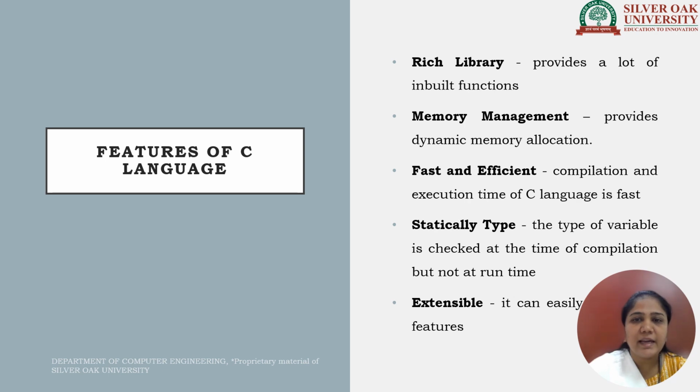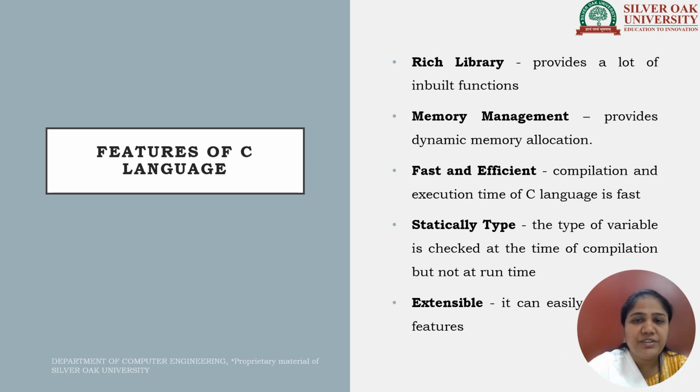Next is memory management. It provides dynamic memory allocation. Now what is dynamic memory allocation? This is a very important and efficient feature related to any programming language. At runtime, we can allocate the memory, and as and when we are done with that particular code, we can also free that memory. This is called runtime memory. So C also provides us the dynamic memory allocation feature.